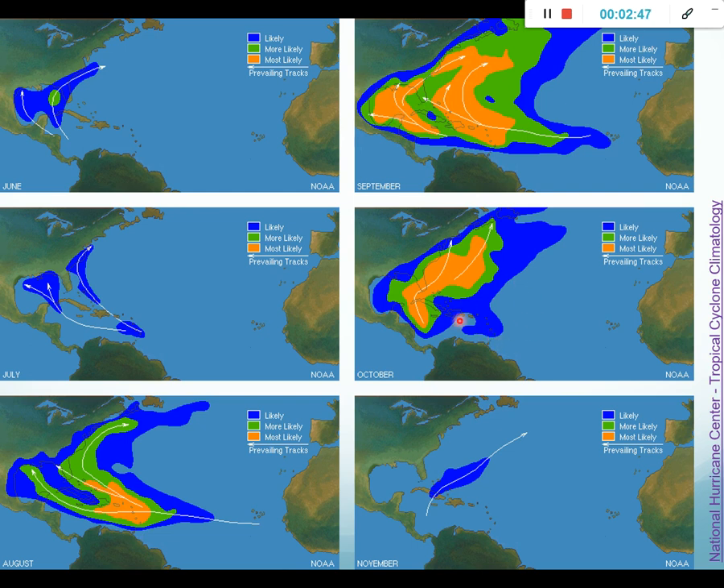As you get into October, the Atlantic starts to quiet down a lot, but the Caribbean and the Gulf of Mexico are still hot spots for hurricane formation. And as you get into November, it starts to quiet down, but you still get possibilities in here.